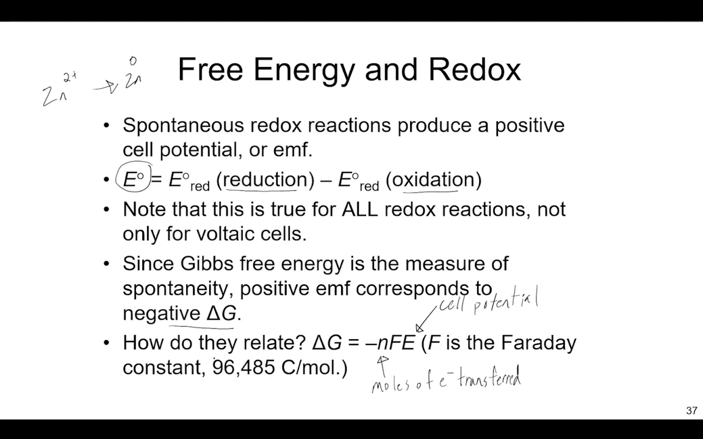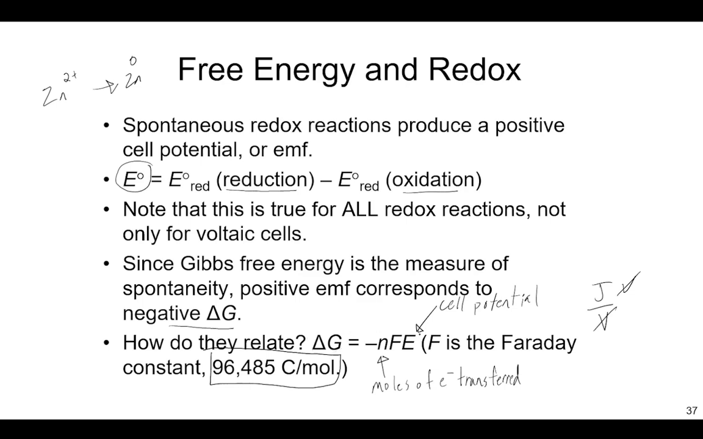F here is Faraday's constant, 96,485 coulombs per mole. So a coulomb here is a joule per volt. And our cell potential E is in volts. So that is going to leave us with delta G here in joules.